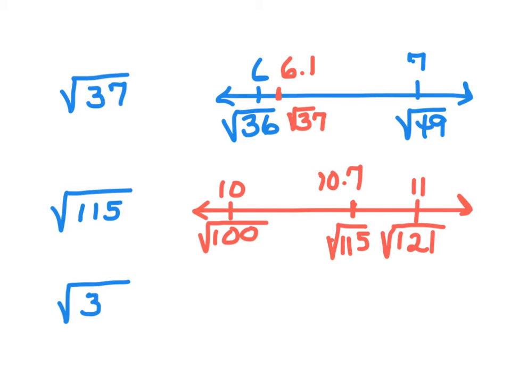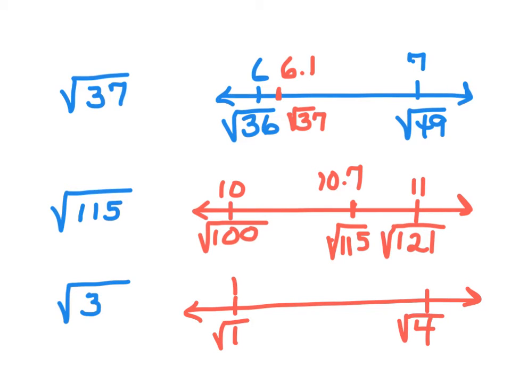Estimating those square roots helps us get a good idea of how big numbers are and where they are in relation to other numbers. Square root of 3 lies between two perfect squares. It lies between 1 and 4. The square root of 1 is 1, and the square root of 4 is 2. So 3 lies kind of right here.